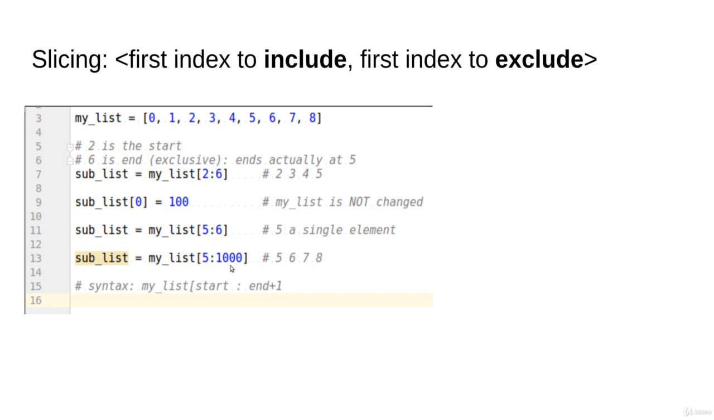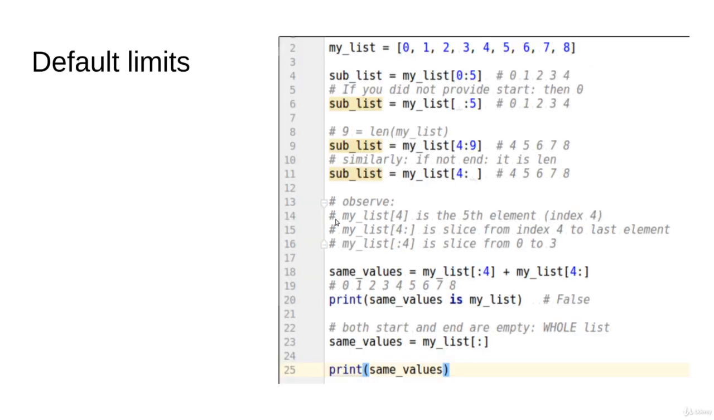Here from 5 to 1000, when you are providing an index that is beyond the actual index, it will just be trimmed at the actual end. So from 5 to 1000, it will just end up including the 8 itself. So far, this is very similar to the range function. Now there are what we call the default limits, which simplify the coding but are sometimes very counterintuitive for people. Here we are saying 0:5.